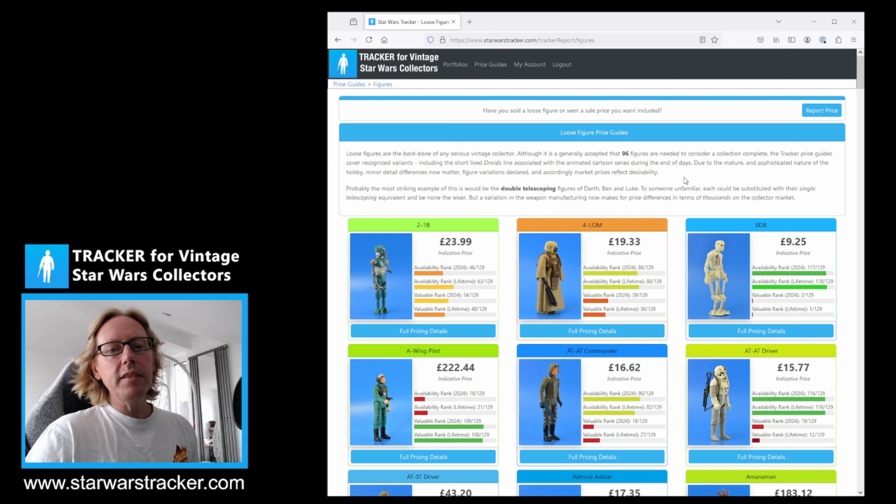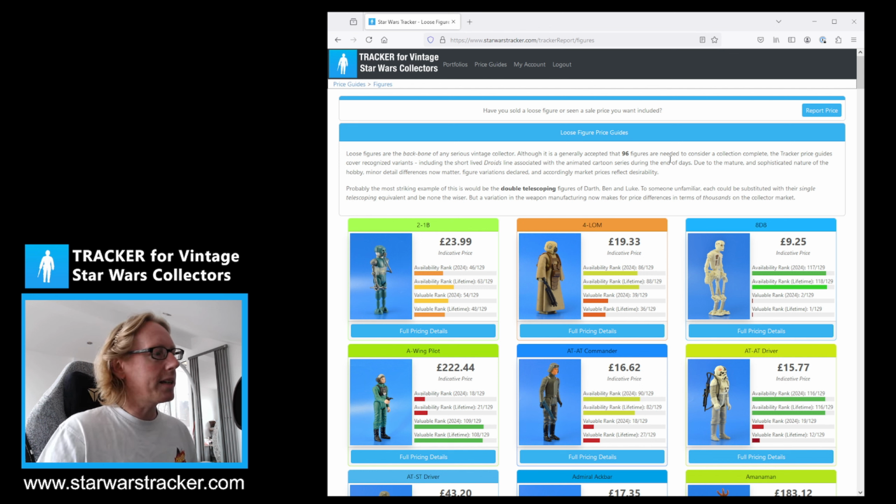And on this page here, you get access to all the loose figures that I track within Star Wars Tracker. So it's the set of 96 figures, which is generally considered a good run of loose figures. There are lots of variants that people can go after. So this set of 96 is just a basic amount. So it's the figures that you'd see on the back of a 92 back card, plus the extra R2-D2 figures and Yak Face and the extra C-3PO figure with the removable limbs. That makes up the 96.